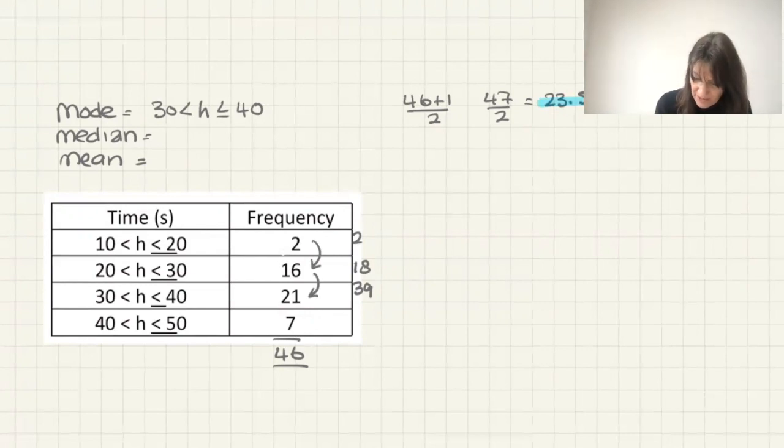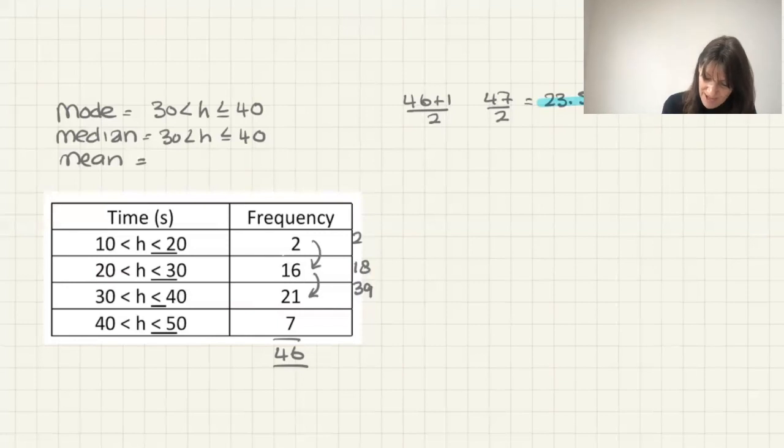I'm looking for 23.5. The second row only goes up to 18, so it's definitely not in there. The third row goes up from the 19th number to 39. So it lies in this row here. So we've got 30. Now the mode and the median do not always land in the same row. So this is a coincidence that we're seeing the same thing. Don't think, oh, once I find the mode, I can just copy the median, because that is not always going to work.